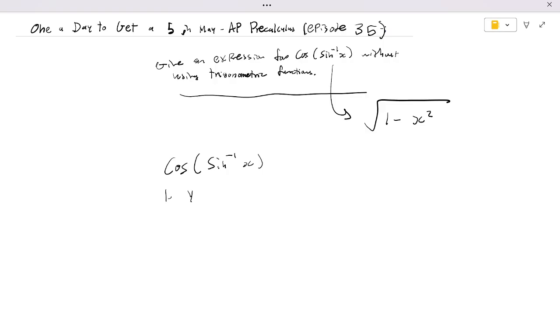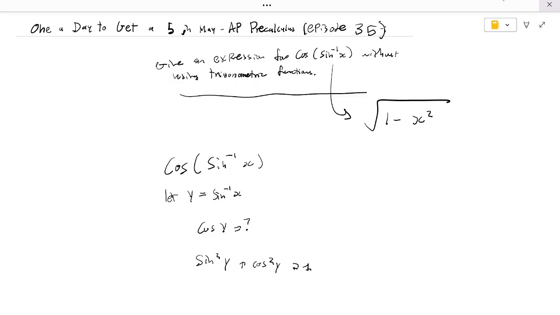Let's let y be equal to the sine inverse of x, okay? So we're asking, cosine of y, what is that? Well, just based on the Pythagorean identity, this is just a definition: sine squared y plus cosine squared y is equal to 1. That's one of the 3 Pythagorean identities.